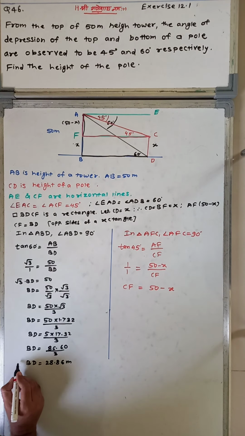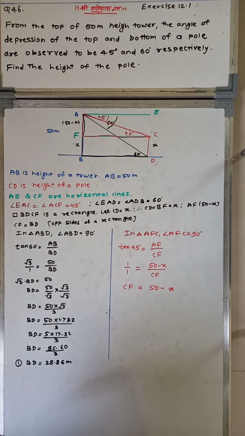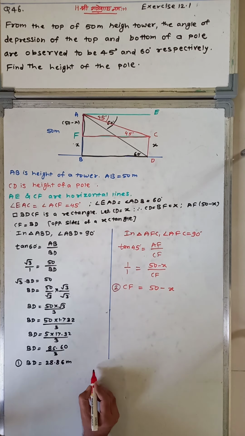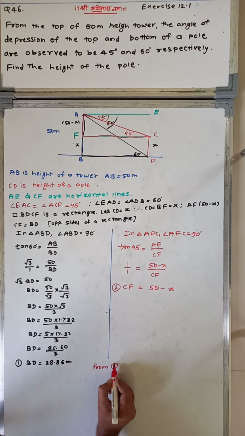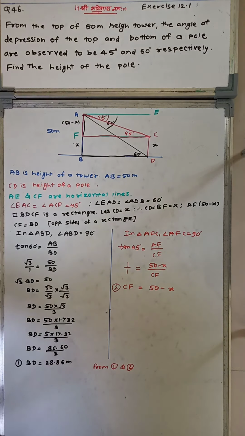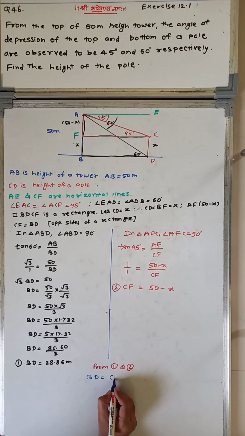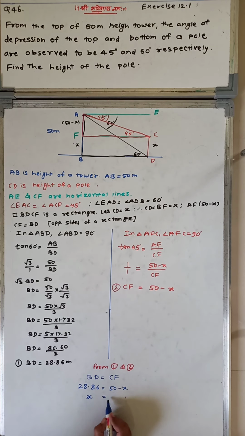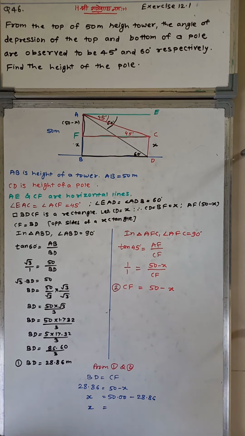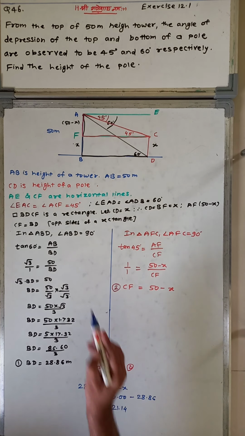Here BD is equals to 28.86 is equation 1 and CF equals to 50 minus x is equation 2. The conclusion from 1 and 2. We know that here the BD and CF are opposite sides of a rectangle. So BD is equals to CF. Put the value. BD is 28.86 equals to 50 minus x. Minus x transpose, x equals to 50.00 minus 28.86. Do the simple subtraction. x is equals to 21.14 and we know that x means CD.